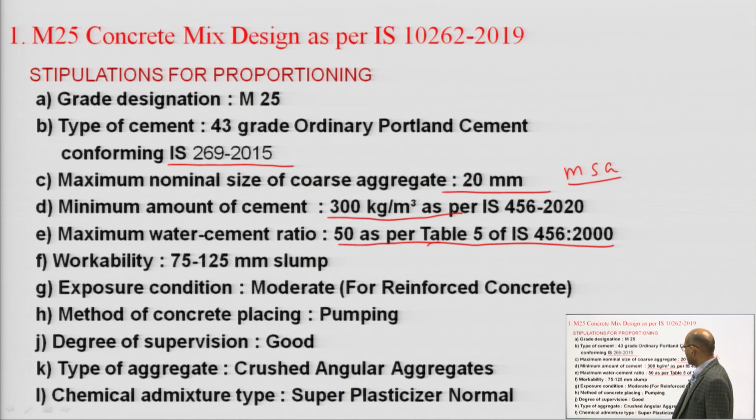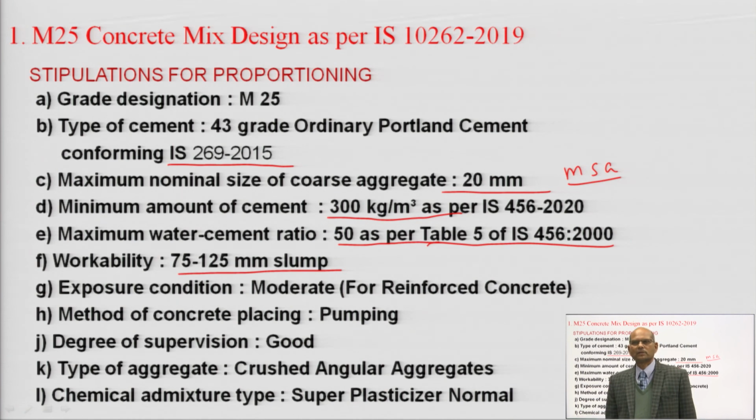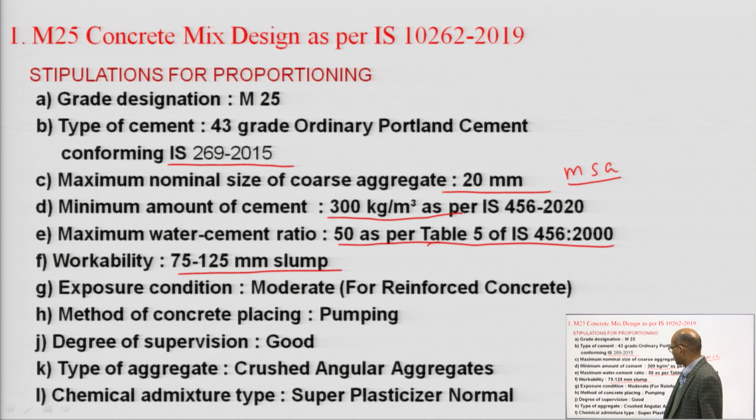Then workability. Workability here is 75 to 125 mm slump value. So, this is the requirement. Suppose you want to go for pumping also. If you have around 125 mm slump value, then our concrete may be pumpable also. So, the workability criterion is also important here.